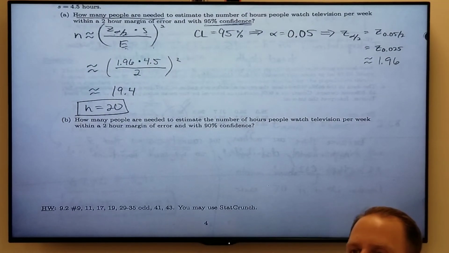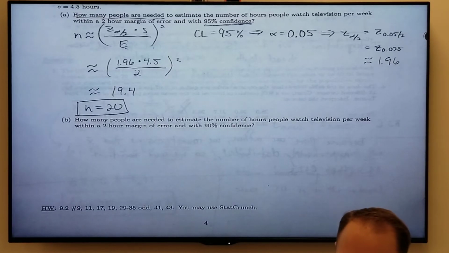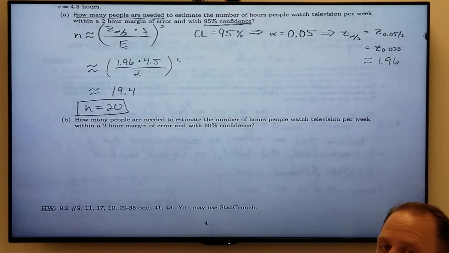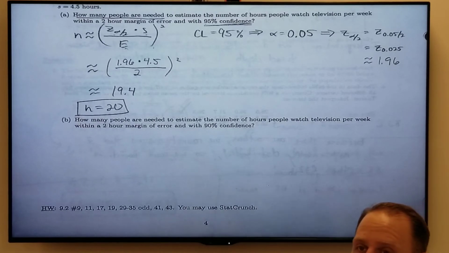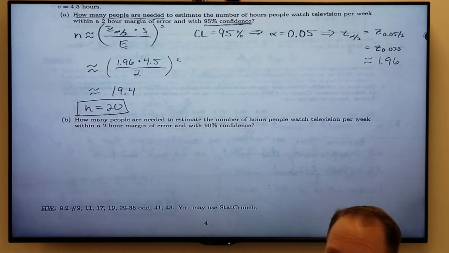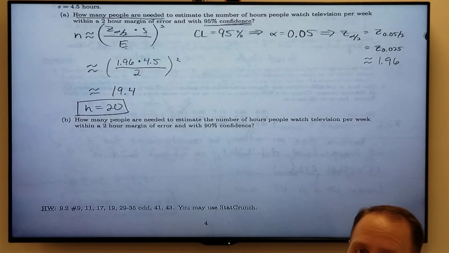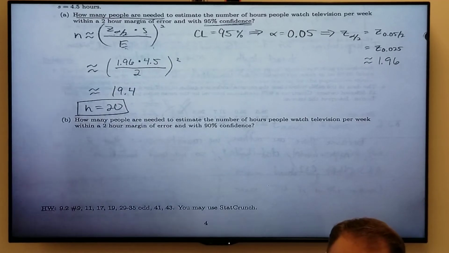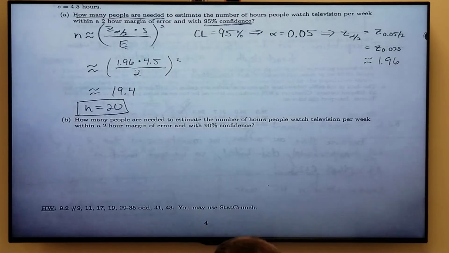If you're okay with being less confident that your interval contains the true value, then it seems like you could get away with obtaining less information, right? It seems like you should be able to get away with having a smaller sample size. So we should expect the sample size to decrease. Let's see, right?